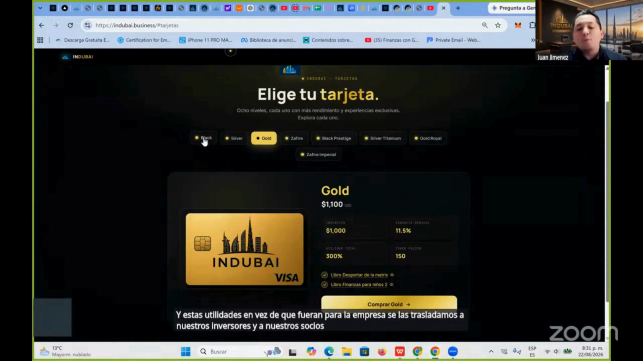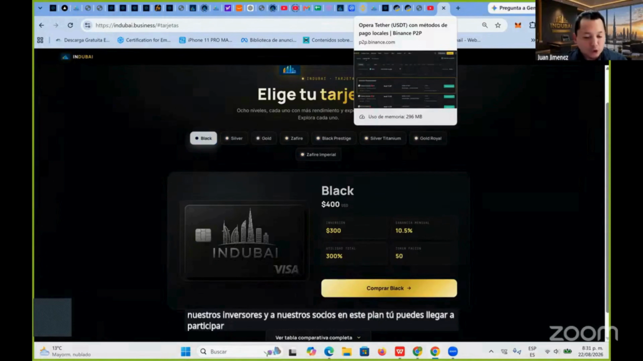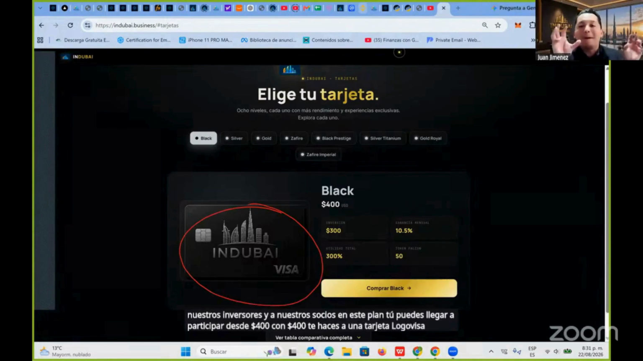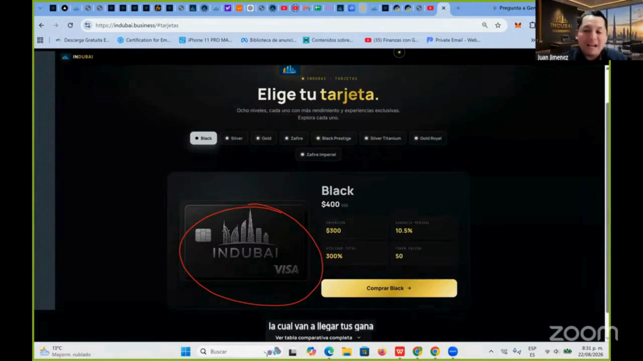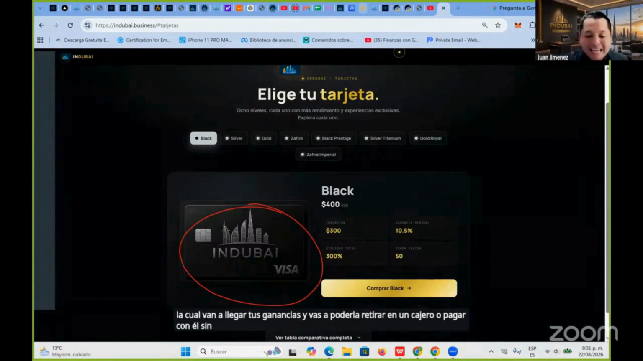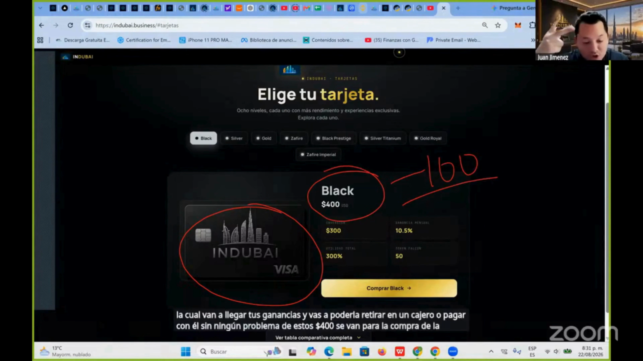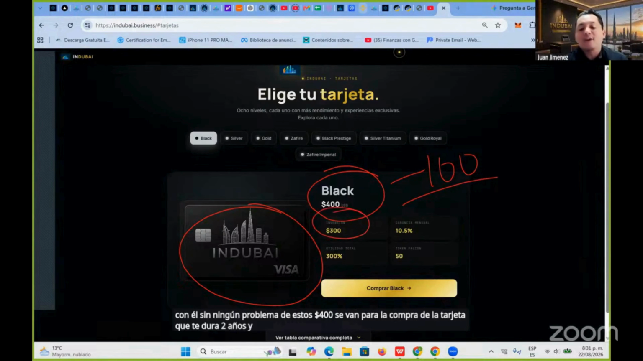In this plan, you can participate starting from $400. With $400, you get a Visa branded card where your earnings will arrive and you will be able to withdraw them at an ATM, or pay with it without any problem. Of these $400, $100 go towards the purchase of the card, which lasts for 2 years, and $300 go into the investment plan.